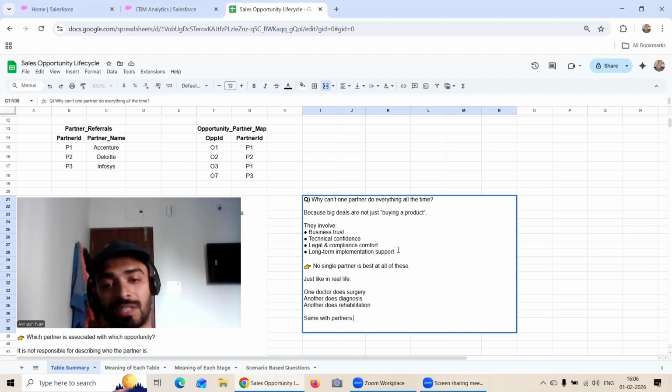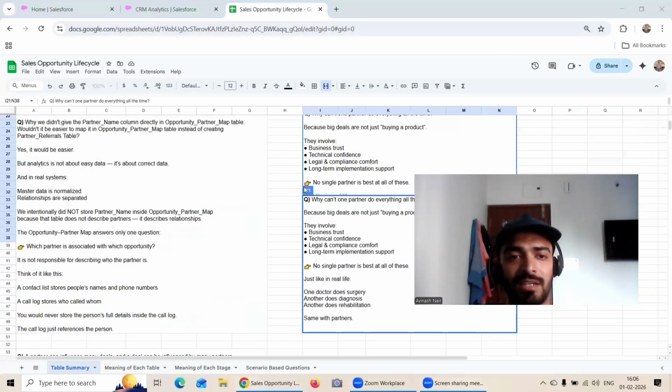Similarly, it's a big project. It can be a big project like shifting from Qlik to a dashboard, or building a particular dashboard from scratch, using the Salesforce CRM product. That involves a lot of activities. It's not just one particular activity. So in that way, one partner cannot do everything all the time. So that was the explanation about this.